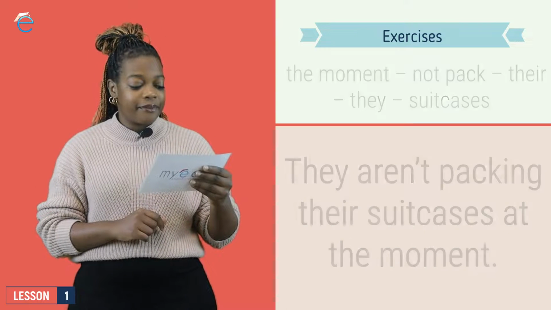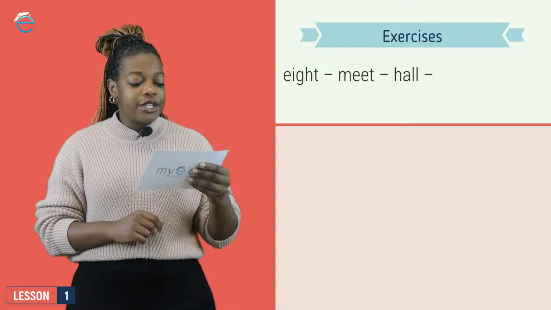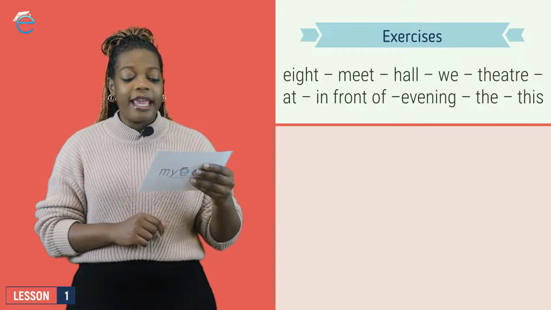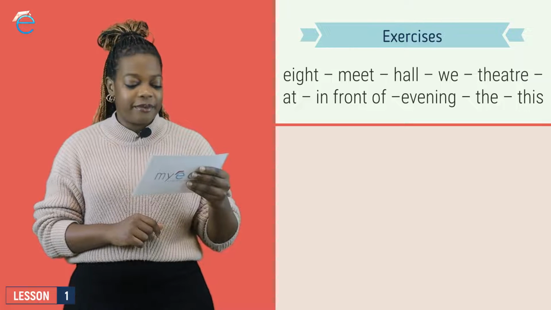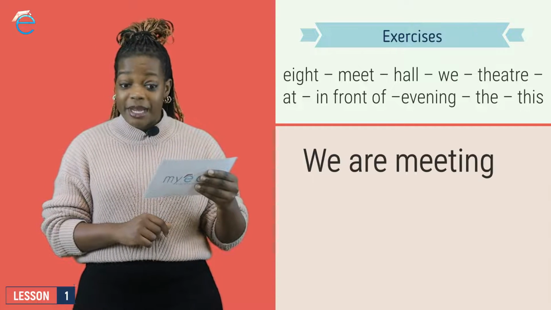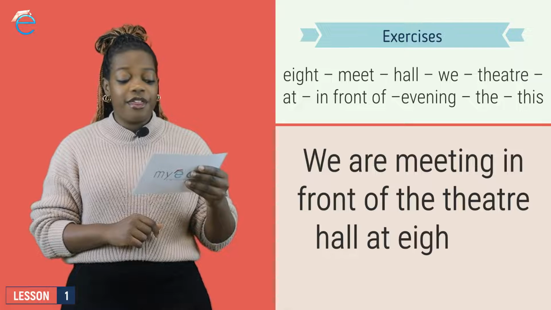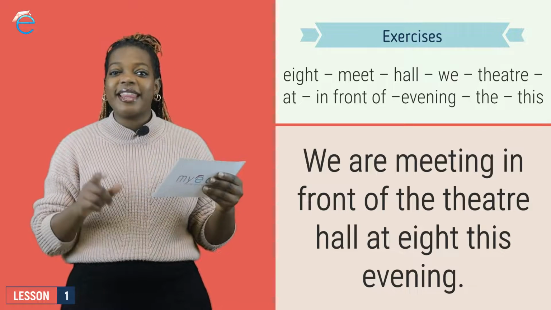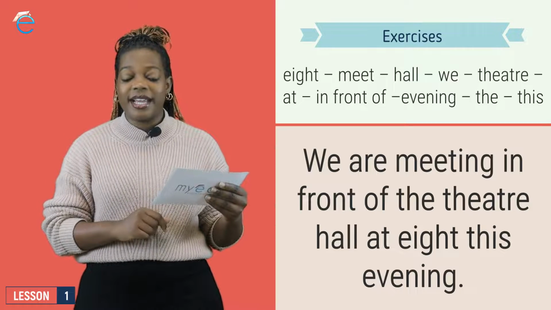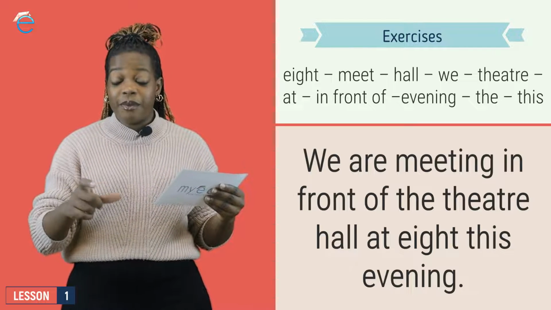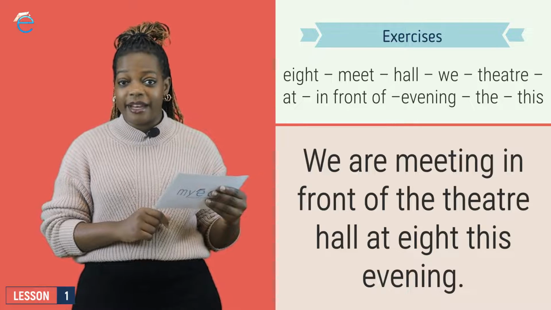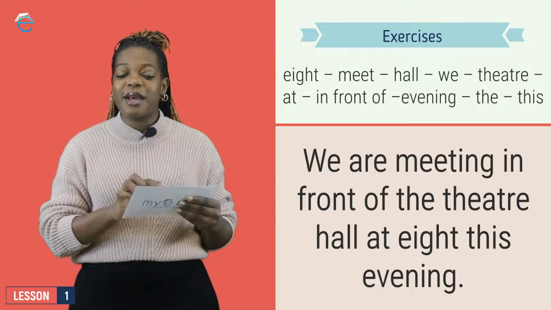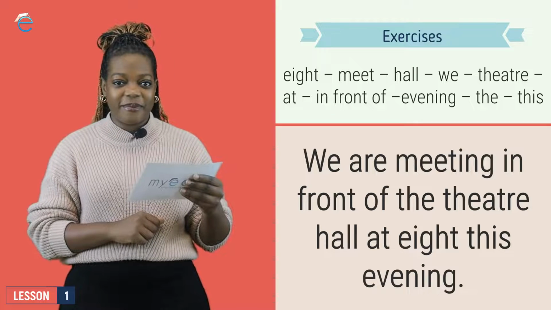Number 6, 8 meet hall we theater at in front of evening the this. We are meeting in front of the theater hall at 8 this evening. This evening shows us a close future plan. For close future plans, we can use present continuous.